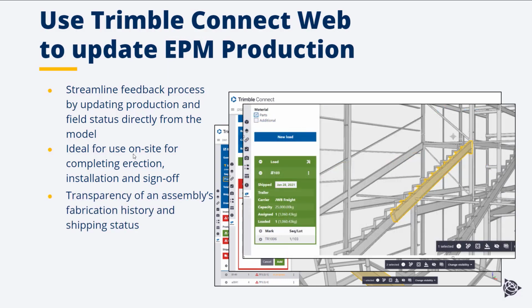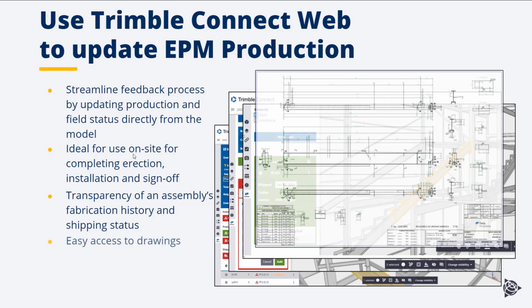It also provides transparency of an assembly's history and shipping status. So if you want to inquire on a particular assembly and see where it's been fabricated, who it's been fabricated by, when it's been shipped, when it's going to arrive on site, again, all of that information is available to that person out in the field. And it also provides easy access to the fabrication drawings as well. So again, not relying on pieces of paper floating around. We've always got the latest version there and then for the user.